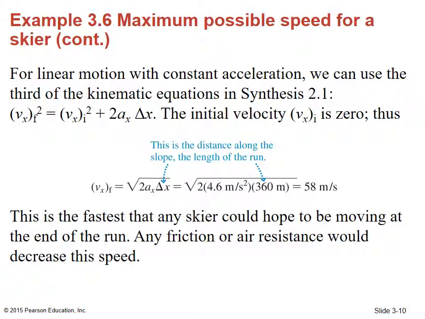For linear motion with constant acceleration, we can use the third of the kinematic equations in Synthesis 2.1. V sub x final squared equals V sub x initial squared plus 2 times the acceleration in the x direction times the distance traveled. The initial velocity is 0. The final velocity is 58 meters per second. This is the fastest that any skier could hope to be moving at the end of the run. Any friction or air resistance would decrease this speed.